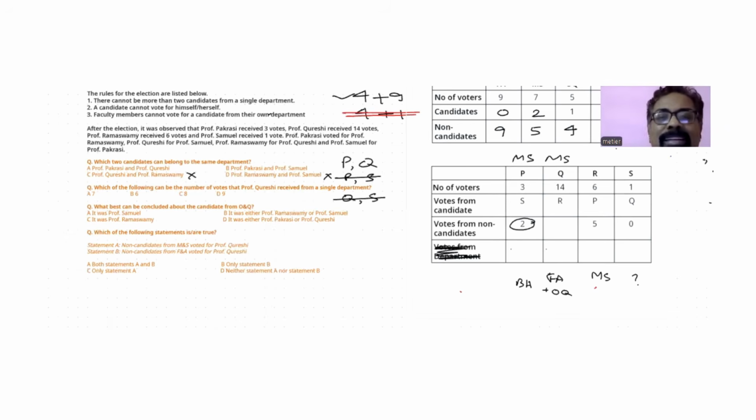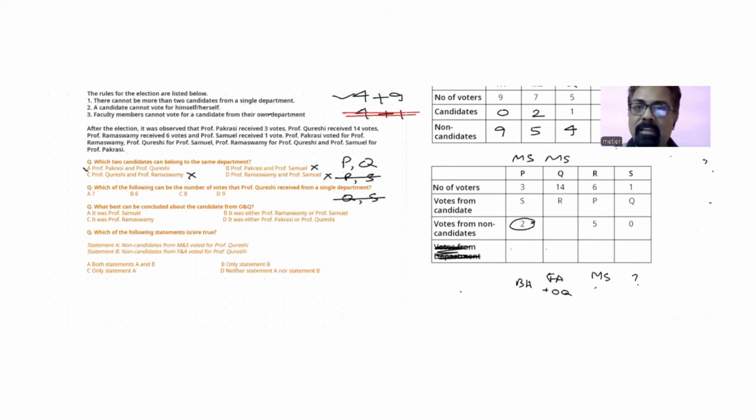Now, PQ and PS. When you have 2 options, PQ or PS, you can look at the second table to see which one is acceptable. This analysis may strike your mind, that PQ may be possible, PS is not possible, because S voted for P, but they don't belong to the same department. So obviously this cannot be your answer. Now this is your answer.